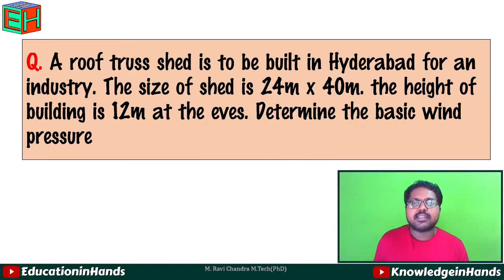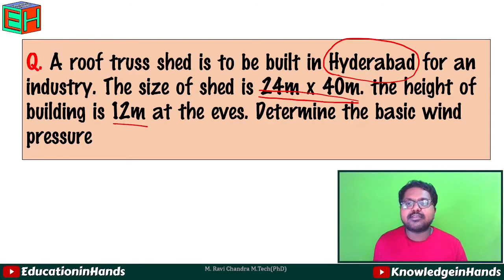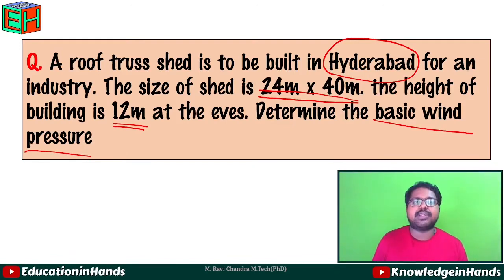First, the important data given in this question: the roof truss shed is to be built in Hyderabad. So the location where this truss is going to be built is Hyderabad, and its size is 24 meters by 40 meters. Then the height of the building is 12 meters. So these three are the important data given to us in the question. And now we need to determine the basic wind pressure acting on the roof truss.